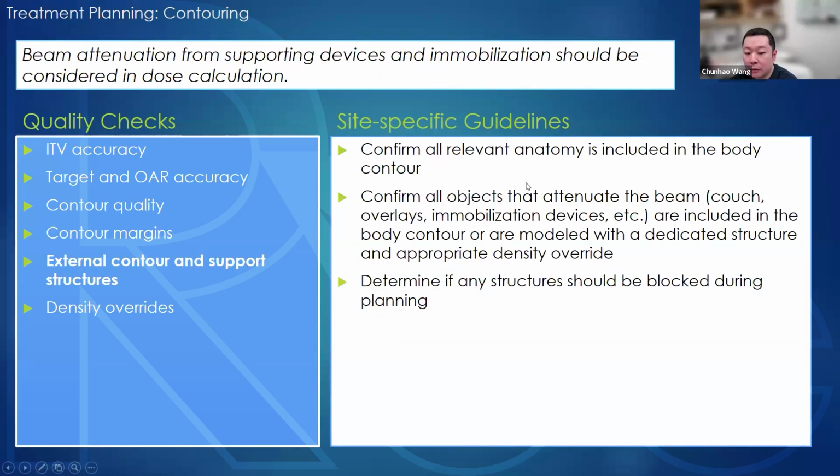Okay, for external contour and support structures, confirm all relevant anatomies, including the body. And confirm all objects that attenuate the beam are included in the body contour. We have to determine if any structures are blocking the beam during the planning.